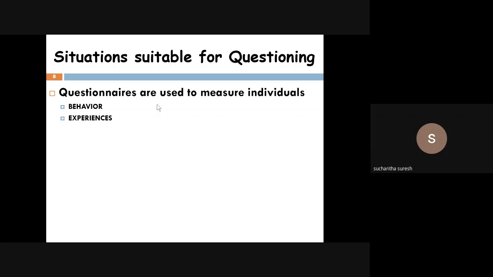Suppose if you want to study somebody's experience, experience means beneficiaries who have experienced certain products, then what is their experience? Attitudes: what's my attitude towards certain things? What is my attitude towards online buying or online purchasing, or what's my attitude towards the Kantara movie?